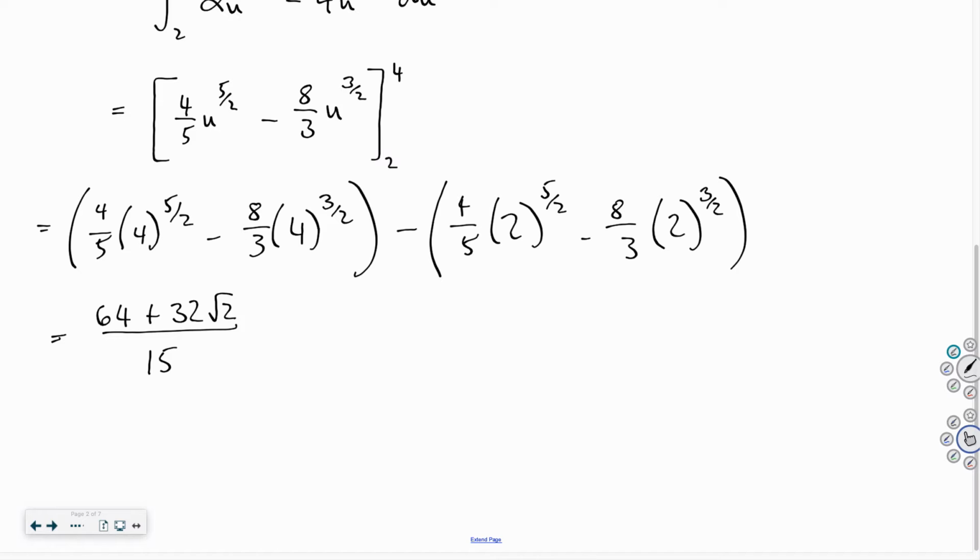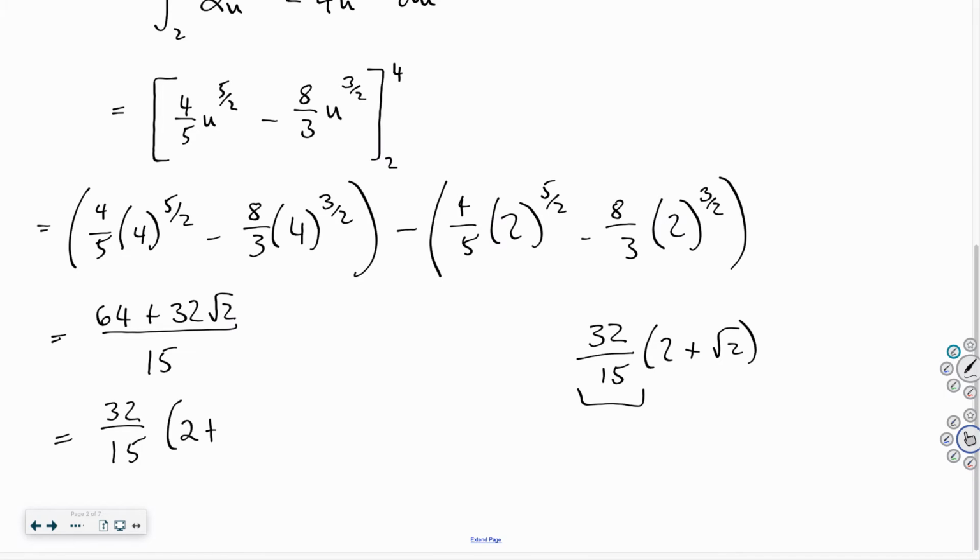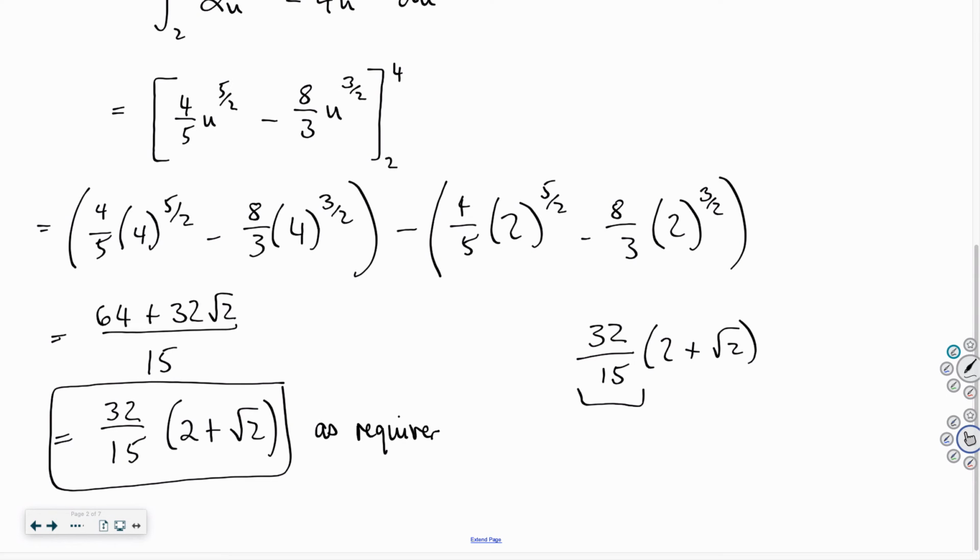And we're looking for an answer of 32 over 15 times (2 plus root 2). So let's try and take a factor of 32 over 15 out, and then that's going to give us 2, as we've taken the 32 out, plus root 2 left over, and that's the answer. And whenever we're doing a show that question, I like to write 'as required' so the examiner knows that we've got the exact answer that was asked.